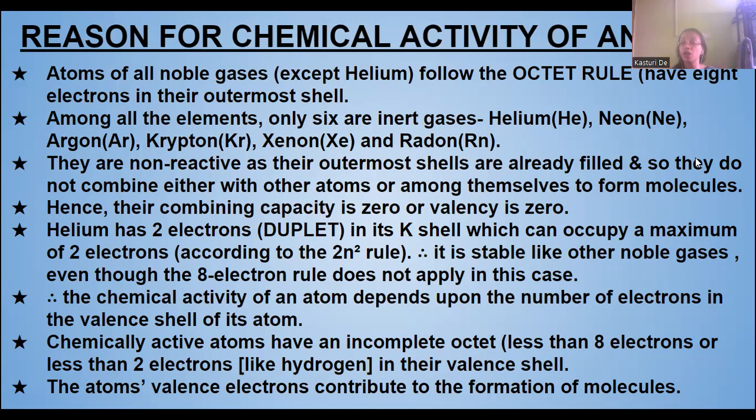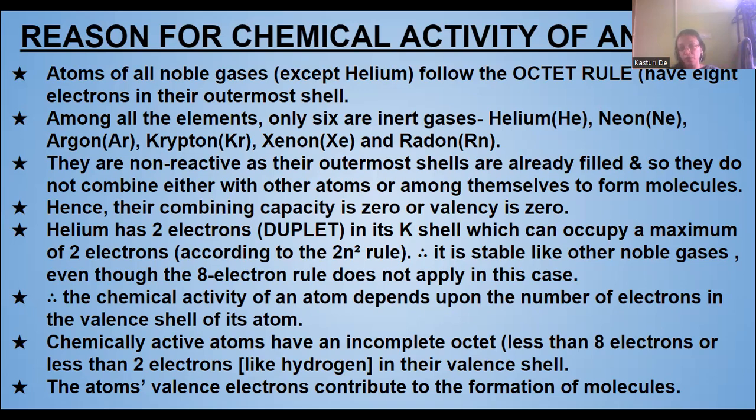Okay, so helium has 2 electrons, that is, it follows the duplet rule in its K shell, which can occupy a maximum of 2 electrons according to the 2n square rule. Therefore, it is stable like other noble gases, even though the 8 electron rule does not apply in this case. But its outermost shell is complete with 2 electrons. So it serves the rule. Even if it does not follow the octet rule, it is considered a noble gas. Clear?